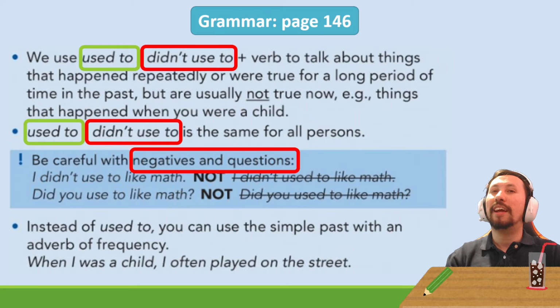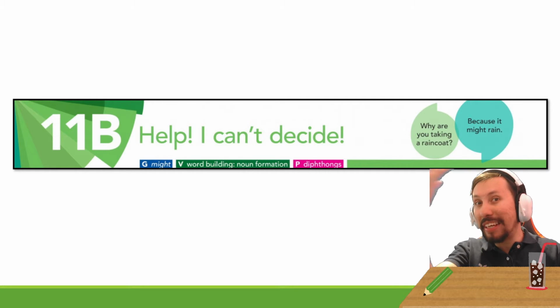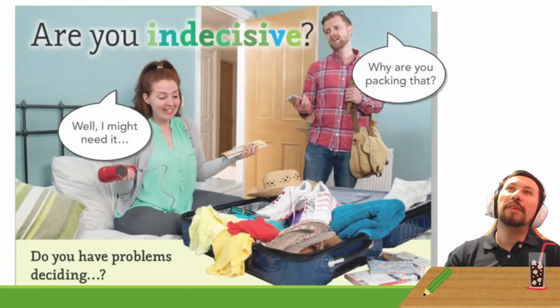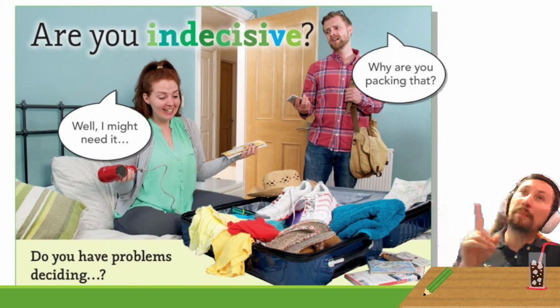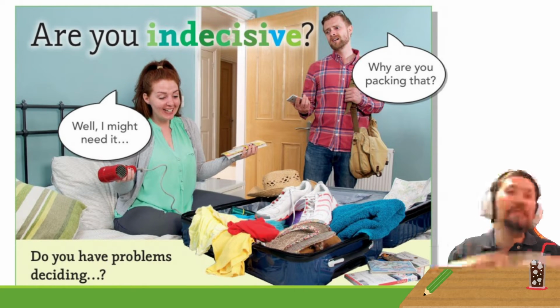Alright. Now, we're going to go into the next unit. For the next unit, 11b, help, I can't decide. Now we're going to talk about probability, possibility. So, in this part of the book, you will see a story about a couple that are trying to pack for a trip, a vacation.